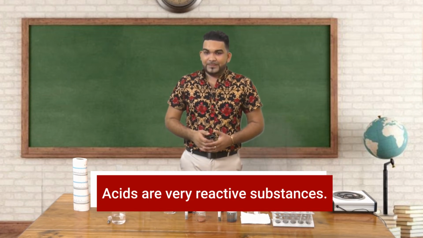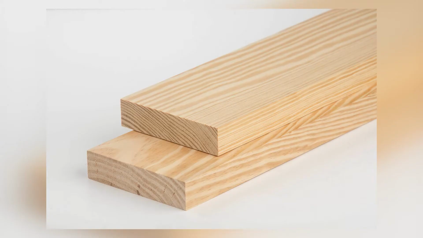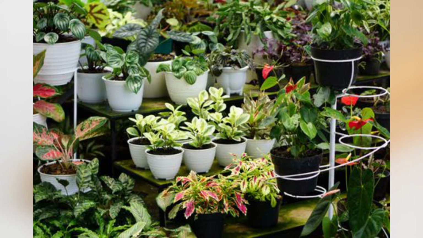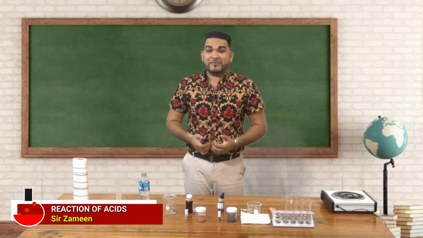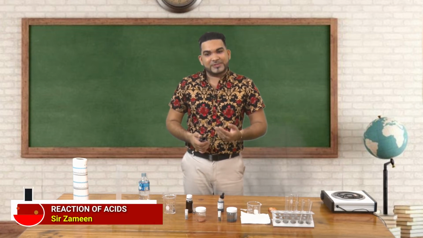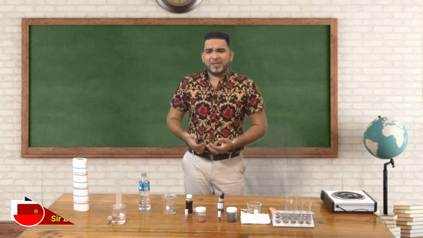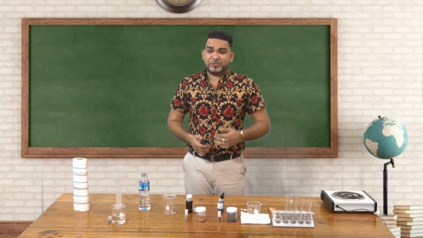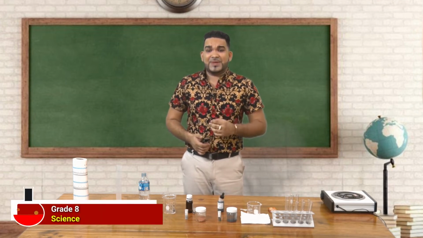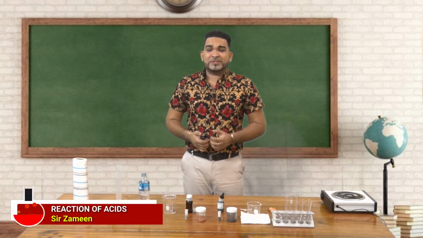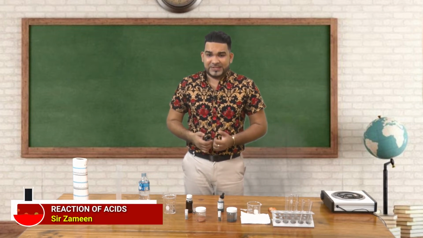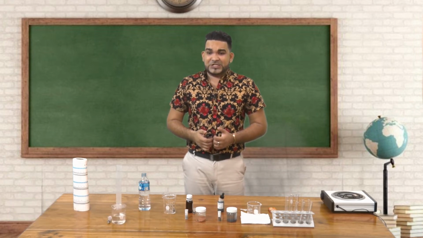For example, they react with wood, paper, cloth, plant materials, plastics, and coins. Some reactions are vigorous, while others are slow. However, many factors, including the strength of acids, determine the extent of a reaction. Today, we'll be doing some reactions of common acids with substances such as metals and bases.